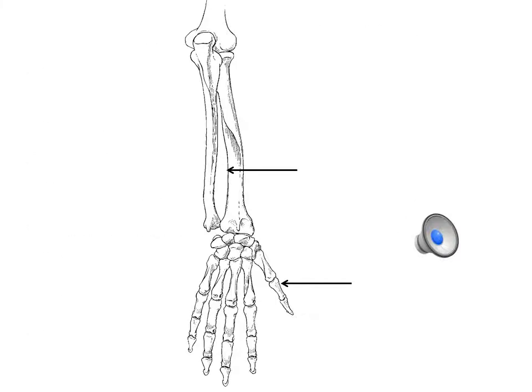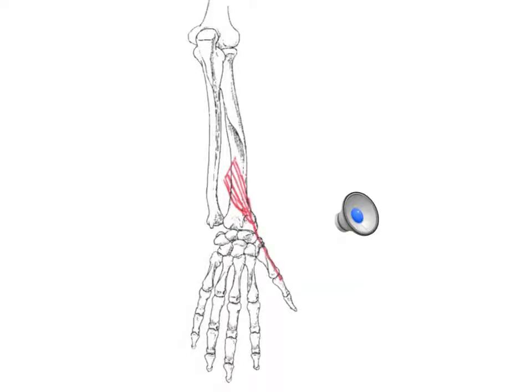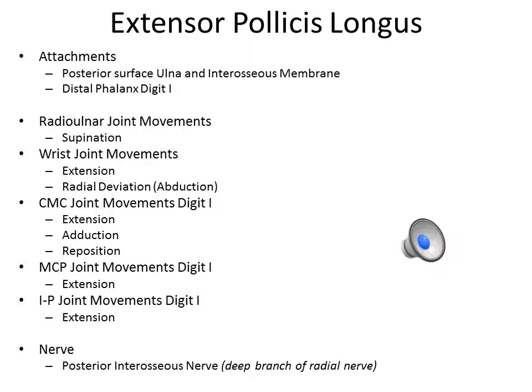Go ahead and draw in the muscle attachments and its muscle belly. How does your drawing compare? Extensor pollicis longus. Extensor pollicis longus's proximal attachment is the posterior surface of the ulna and the interosseous membrane. Its distal attachment is the distal phalanx of digit 1.